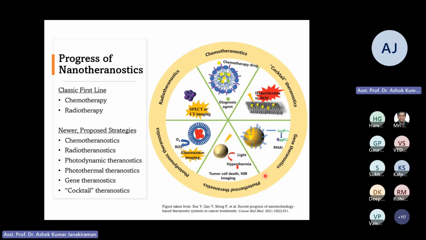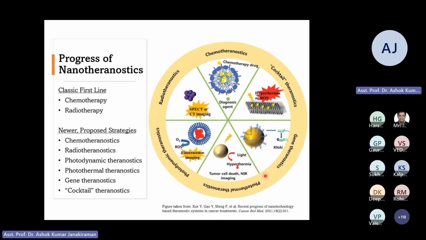Now let's move to the progress of nano theranostics. We already discussed the classic first line therapies for current cancer treatment. Normally, chemotherapy means we give a medication or medicine which kills the cancer cell. That is called chemotherapy. Radiotherapy, we pass radiation at a high dose to kill the cancer cells.